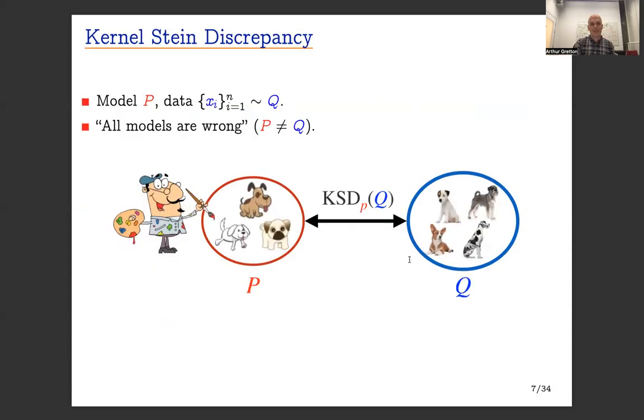All right. So I'll start by introducing the kernel Stein discrepancy. I've got a model P. I've got samples x_i, i going 1 through n from Q. We know that all models are wrong, so we know that P and Q don't agree. And we want a measure of discrepancy between model P and data Q. So in this case, data Q are photographs of dogs, and model P are drawings of dogs. So they're not perfect, but hopefully they're not too far.